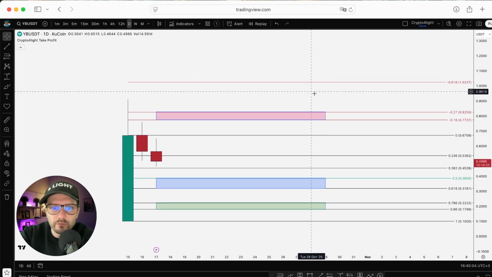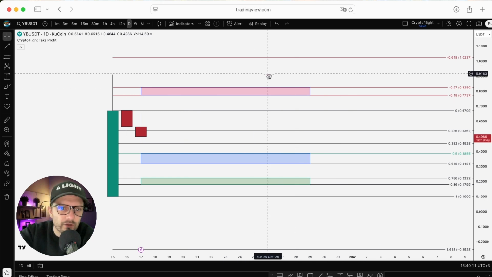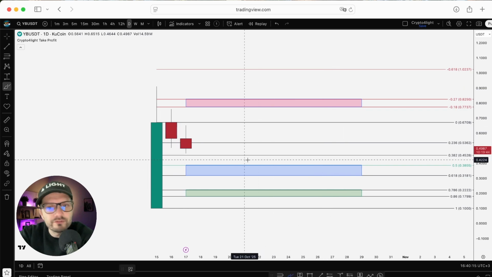Everything is possible. We can invalidate this idea, dump to the listing price on KuCoin, and KuCoin is the lowest listing price, or even go to a new all-time high. We just build the plan where to buy, where to exit, with proper money management and risk management.